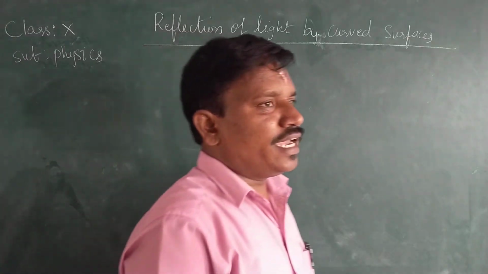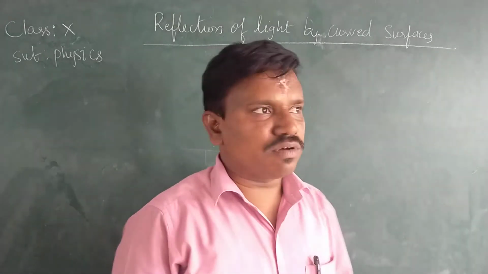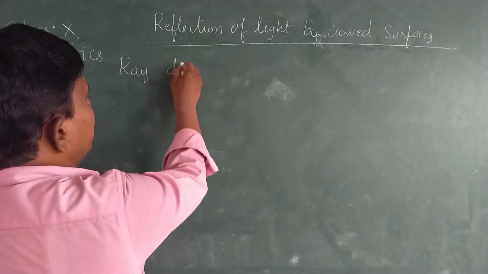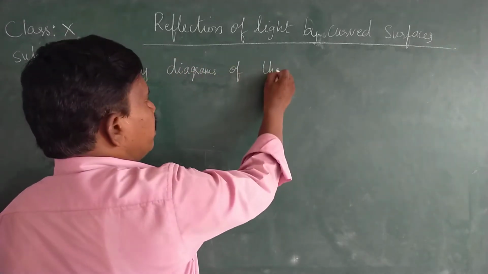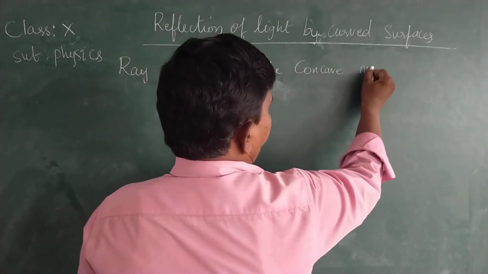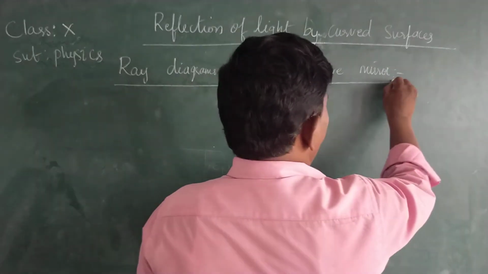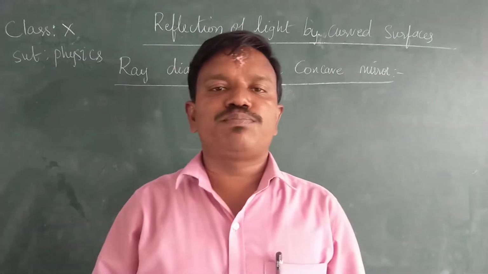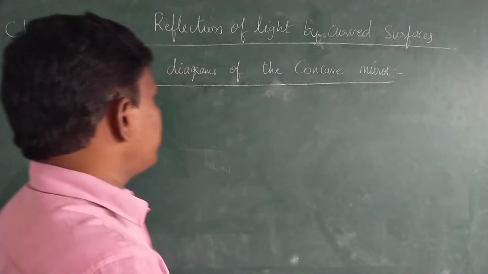First, we will be learning about the ray diagrams of the concave mirror. In these ray diagrams of the concave mirror, normally for the concave mirror, you will have 6 positions. Now, what are the 6 positions?